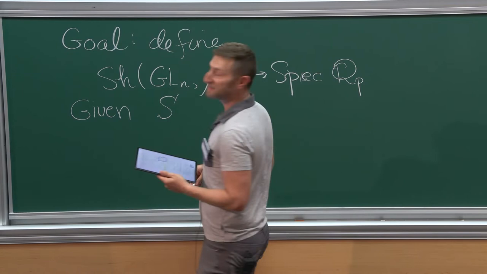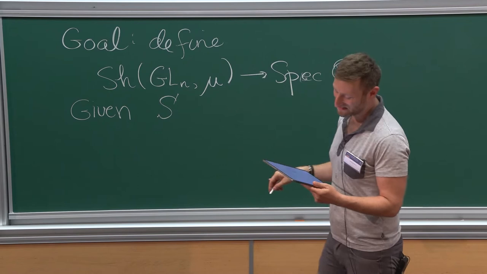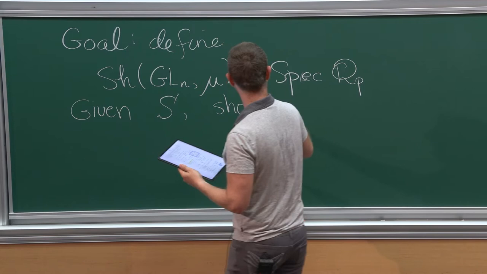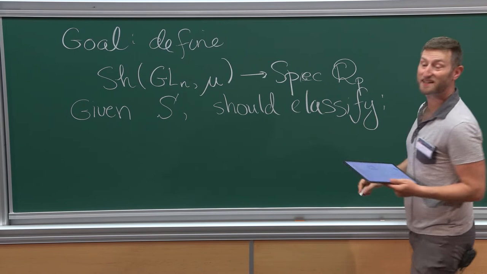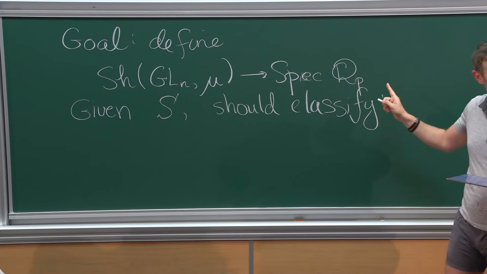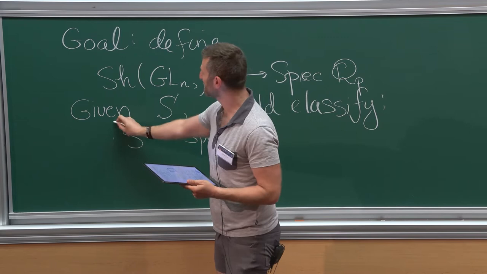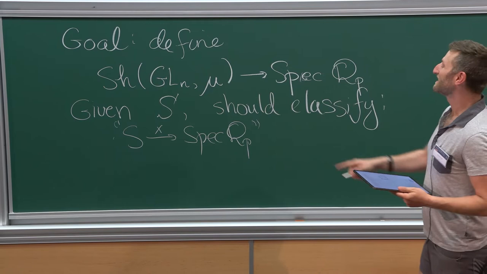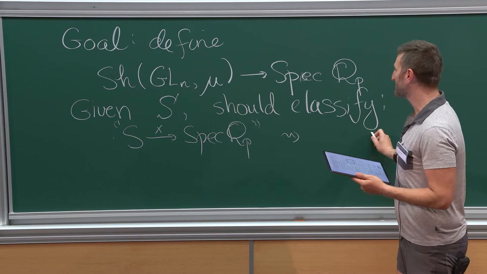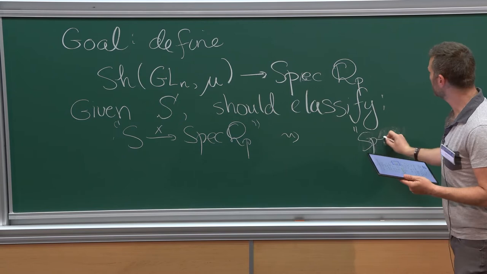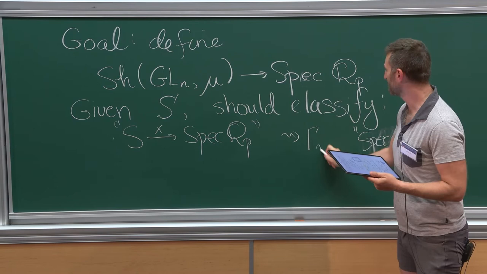Given some kind of base S, I want to tell you what the S-points of this are. So the S-points should classify some data. What data is that? So an S-point of this should first classify legs. And legs should be maps from S to Spec Q_p. But now everything has to be in quotes, because it will not literally be such a map. This will be our leg. And such a leg should determine inside of, again in quotes, Spec Q_p cross S, a graph of x. Sorry, not a diagonal. The graph of x should be such a thing.